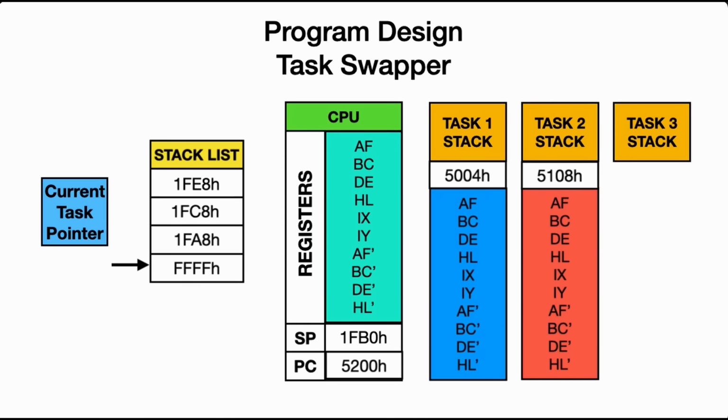Well, once I get to the end of the stack list and I reach an FF byte in the stack, I just loop around again to the first task and repeat the process. So now let's look at the code and see how this is all done.